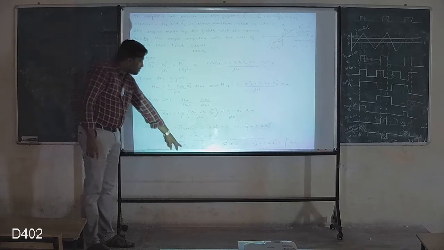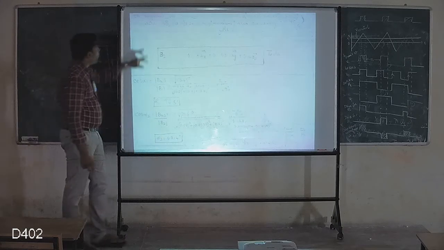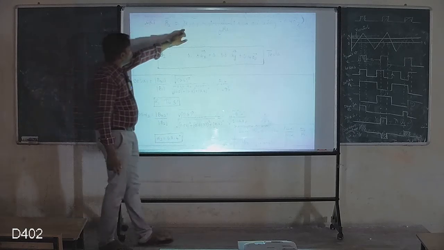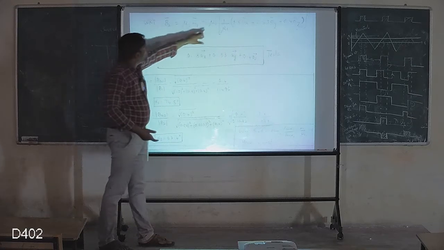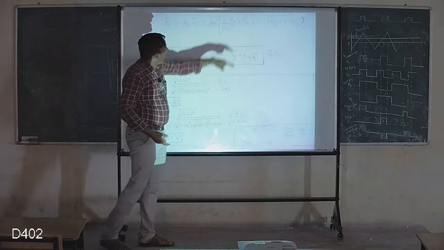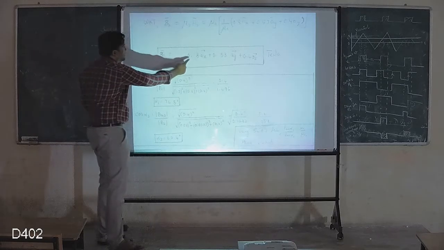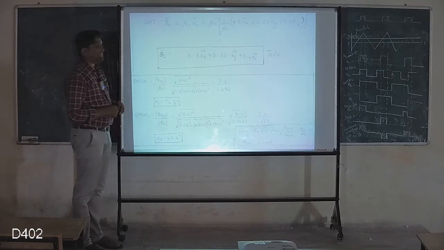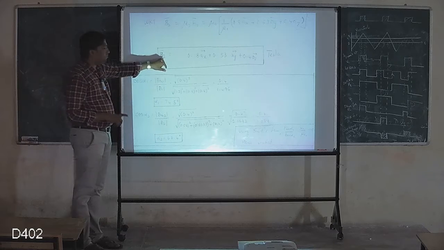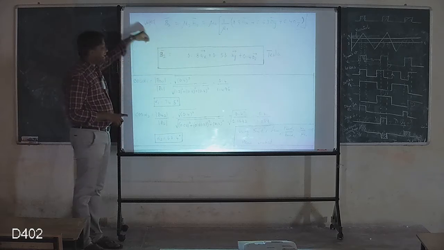So knowing H2, we can find B2. B2 is equal to mu2 H2. Here medium 2 is air medium, so it is simply mu naught, and mu naught gets cancelled. The remaining value is nothing but 0.8 ax plus 0.5 ay plus 0.4 az Tesla. That is the obtained value. So we obtain B2 as well as H2.